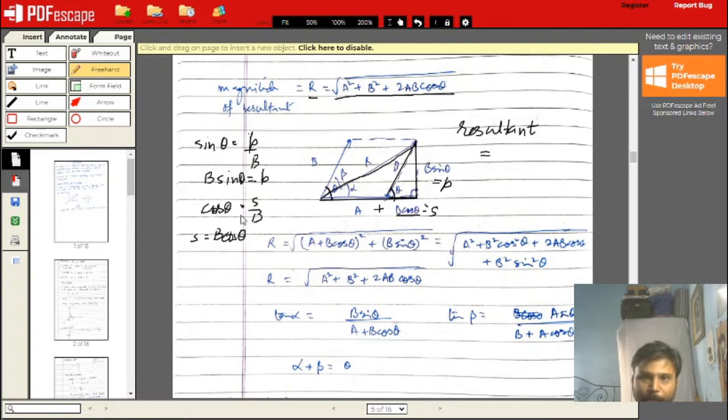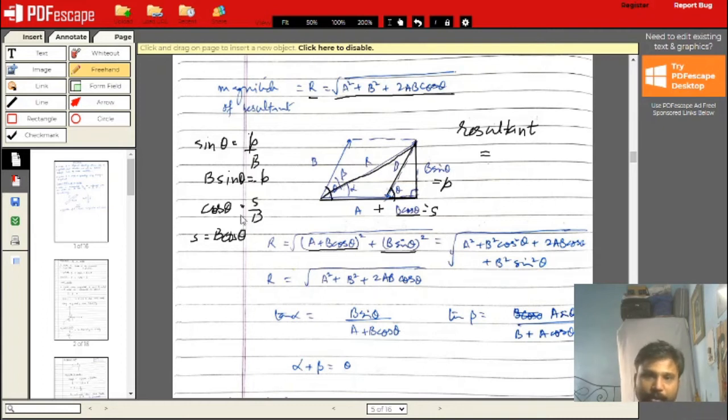We know that perpendicular square plus base square is the hypotenuse square. This is the Pythagoras theorem. So the base is A plus B cos theta. This is for the bigger triangle. This is B sin theta. This is again for the bigger triangle also.